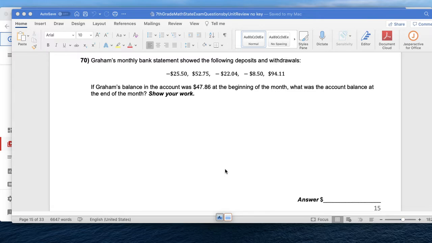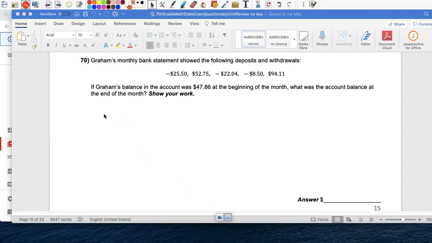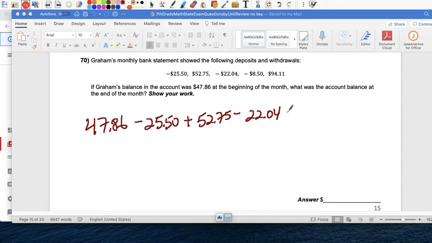If Graham's balance in the account was $47.86 at the beginning of the month, what was the balance at the end of the month? Basically, you start with $47.86, and then you subtract because he used some money. Then he adds because he put some money back. Then you subtract again because he used $22, and then he used another $8.50. And then he put some money back, $94.11. So that's basically what it's looking at.